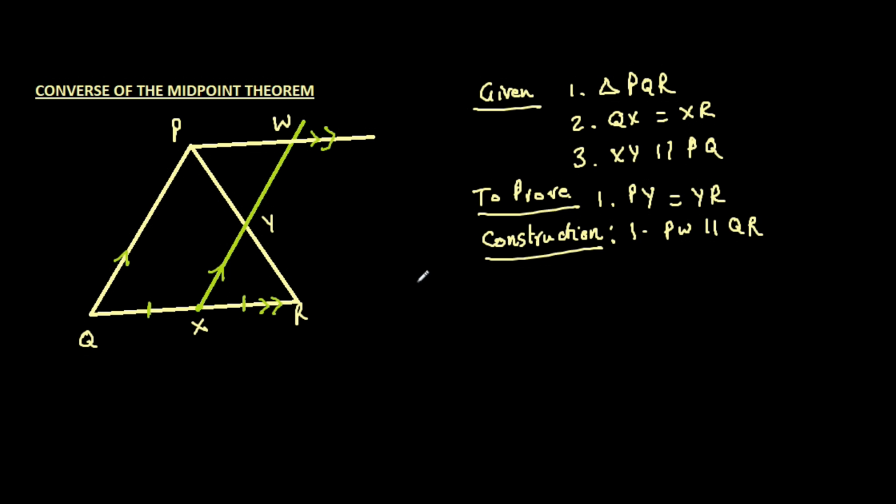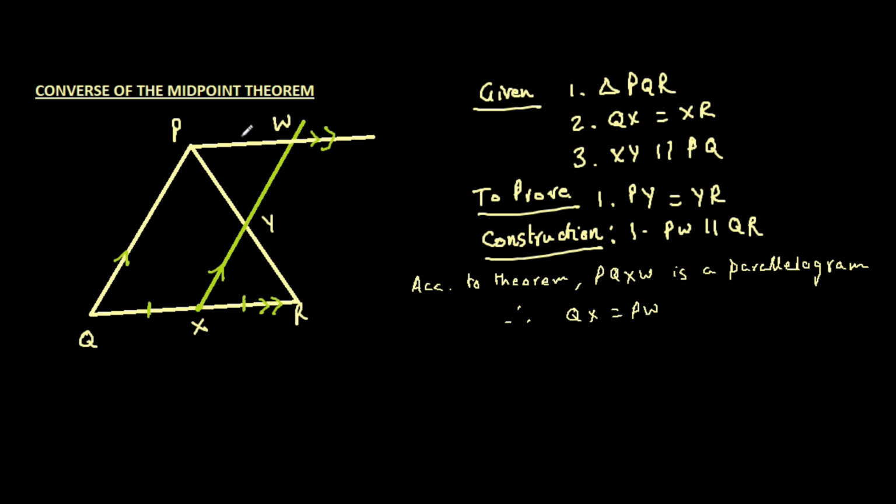Now we can just write that, according to the theorem, PQXW is a parallelogram. And if it is a parallelogram, then we know that this side QX is going to be equal to PW. Therefore QX is equal to PW. So we have this side equal to this side. Now we are looking at two triangles: triangles PYW and XYR. If you look at these two triangles, this side PW is equal to XR.